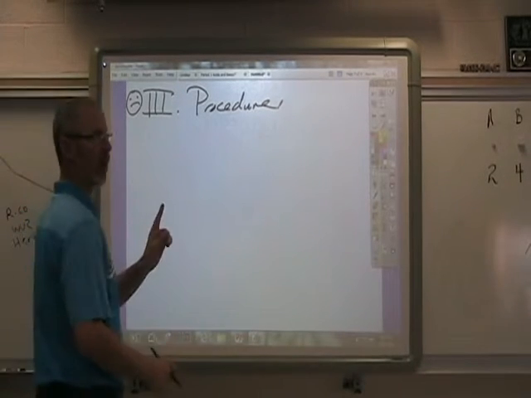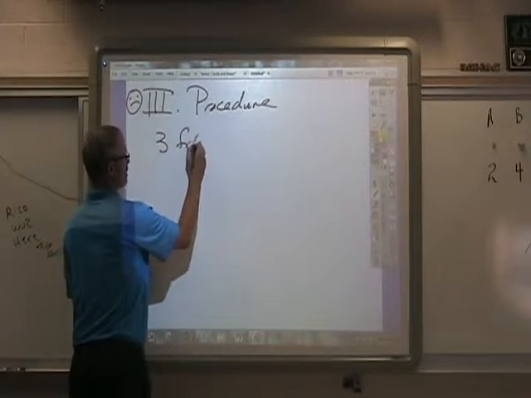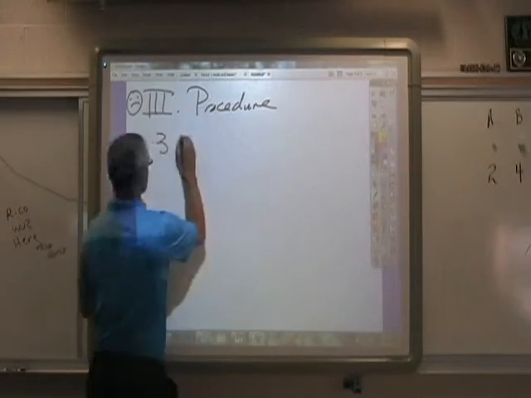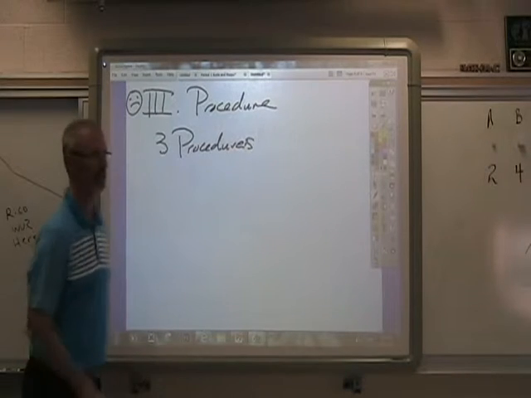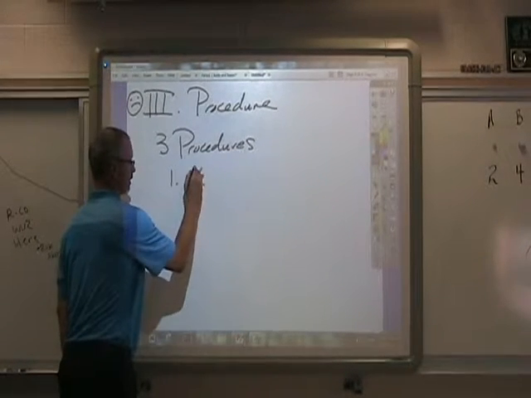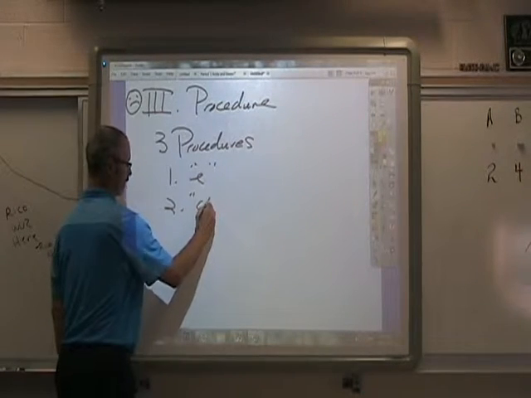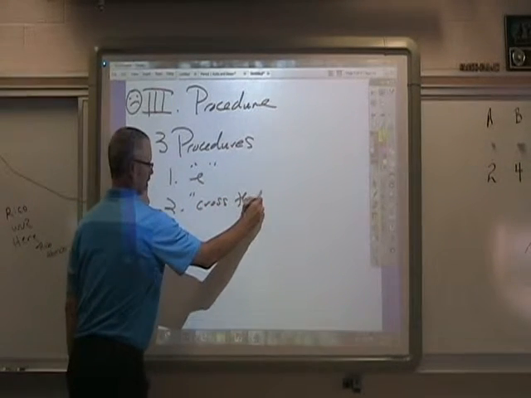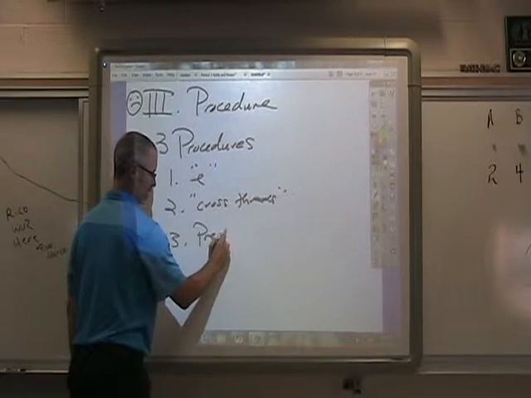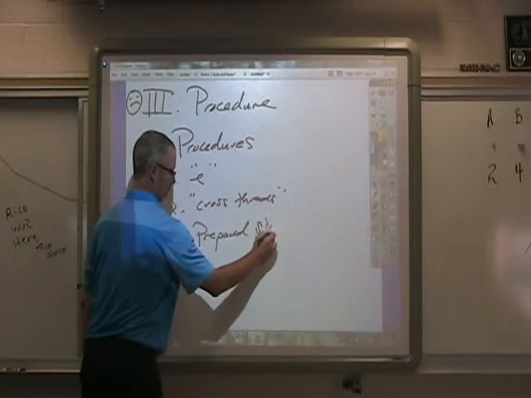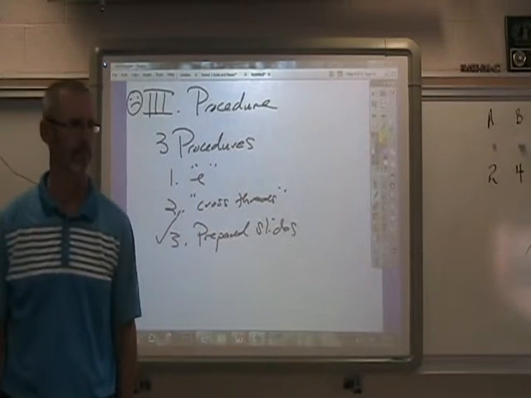I will tip you off so you don't forget. You need 3 procedures. Ready? 1. You need one for the letter E, for the cross threads, and the prepared slide. This is the one everybody forgets.